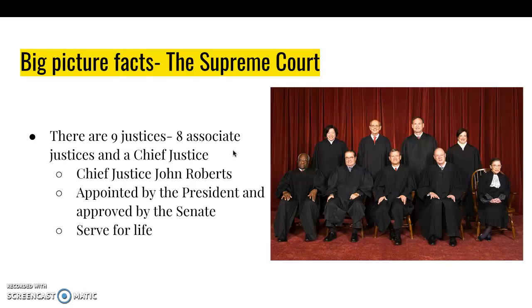Once you are approved to the U.S. Supreme Court, you serve for life unless you choose to step aside and step down, which you are able to do. But otherwise, it is a lifelong term. You can be impeached, but of all of the justices that have held the position, none have ever been impeached.